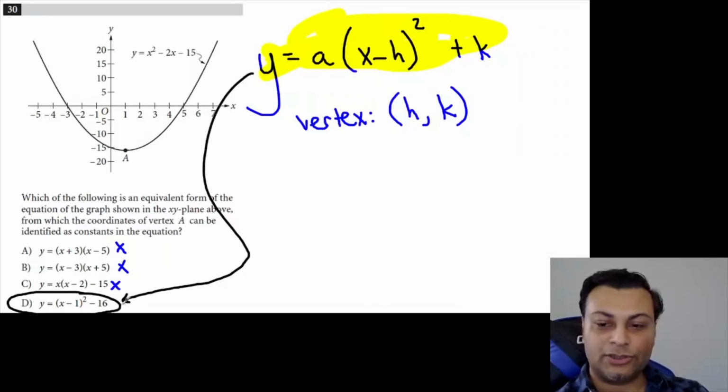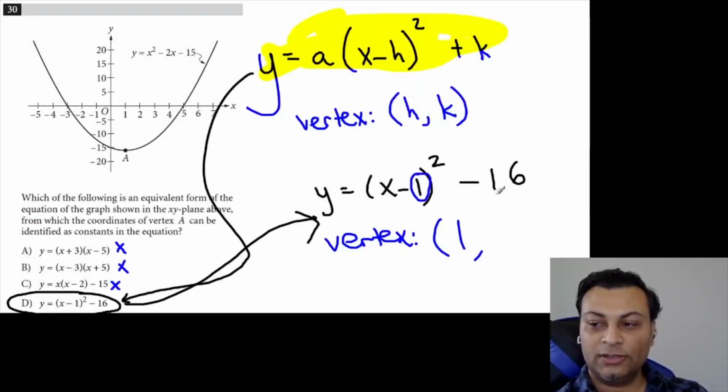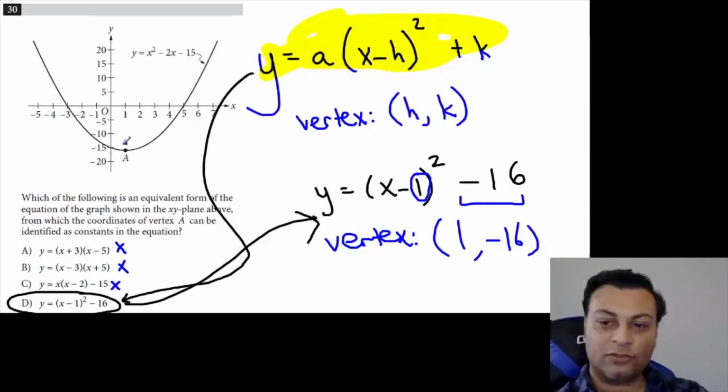Furthermore, if you look at option D, it's written as y equals x minus 1 squared minus 16, which tells us the vertex has to be 1, negative 16. It's always the opposite of what's after the minus sign: 1, and negative 16. 1, negative 16. Where's that on the graph? That's right there. So it matches. And you can read the vertex right off the equation, and this is the only equation presented in vertex form. So the answer is D.